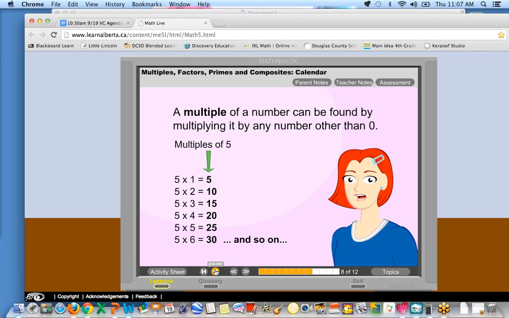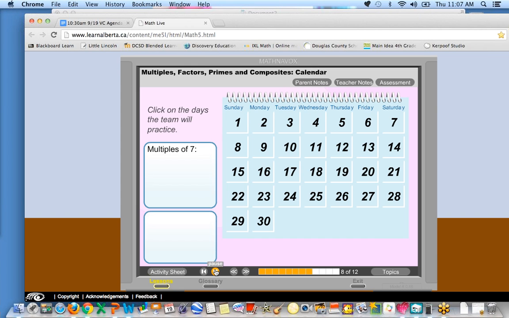Now it's your turn to find multiples of a number. Our soccer team has a practice every 7 days this month. If we start counting from the first day of the month, on which days will we have a practice? Click on the days the team will practice. All right, so I'll start you off. 7, and then what? 14. Okay, then what?